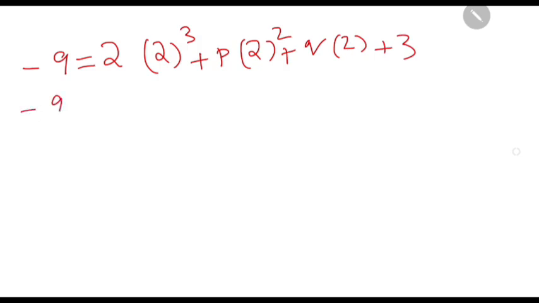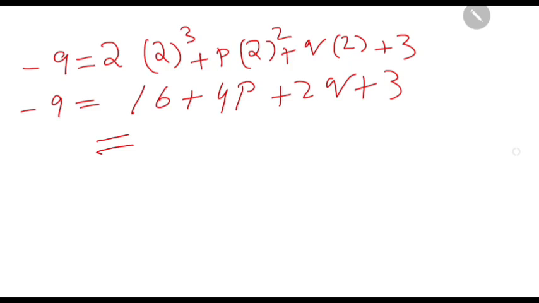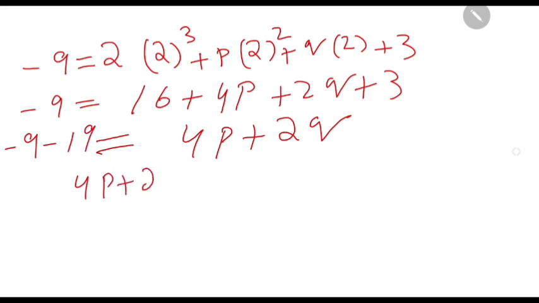So I'm going to solve here now. This is -9, and this is going to be 16 plus 4p, I use the calculator, plus 2q plus 3. So I simplify. It's going to be 4p plus 2q, -9. 16 plus 3 is 19. I pull it over this side, it becomes -19. So therefore 4p plus 2q is going to be equal to -28.